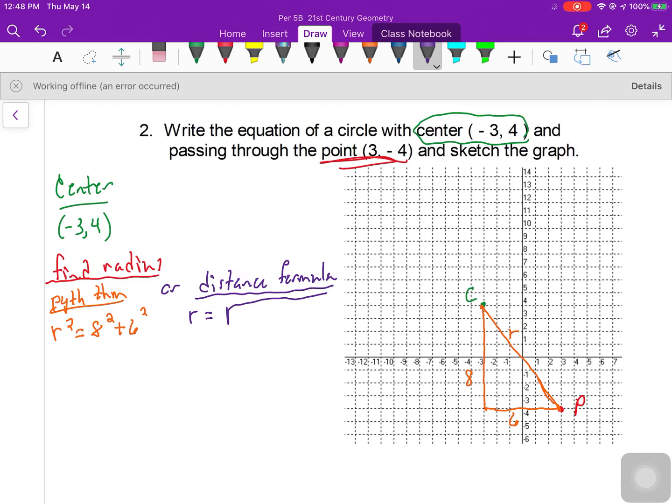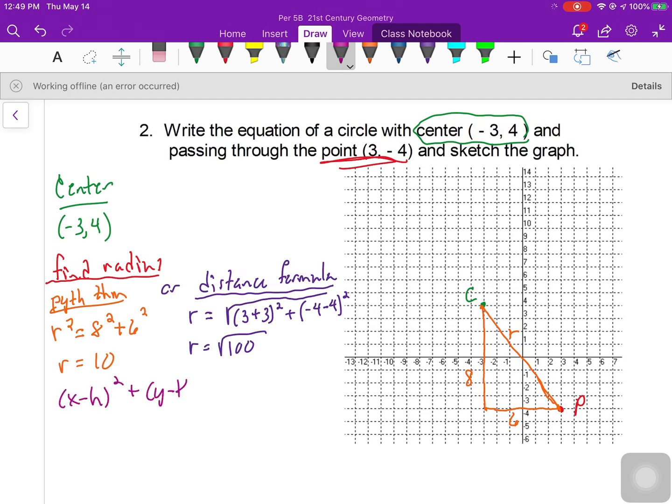Of course, to use the distance formula, you would have to remember the distance formula. So the radius is equal to the square root of the second x, which is the 3, minus the first x. So minus a -3 would give us +3, squared, plus the second y, which is -4, minus the first y, which is 4, squared. That will give us the square root of 100. Either way, you're going to end up with the same radius. So the radius is 10.